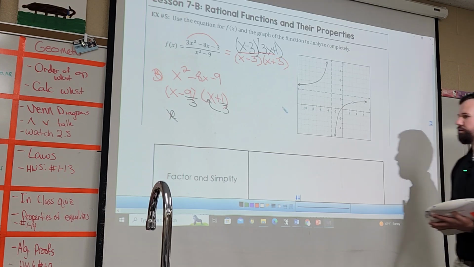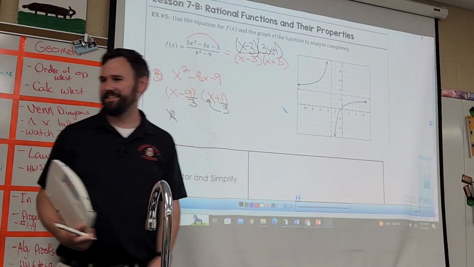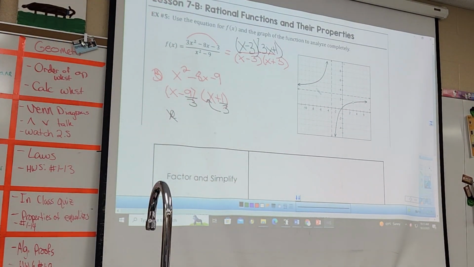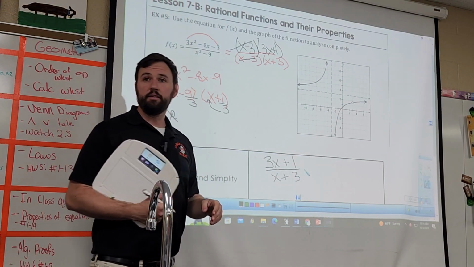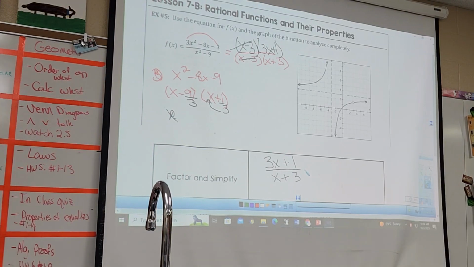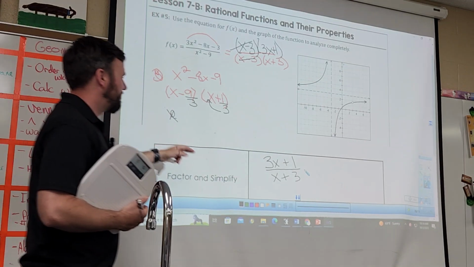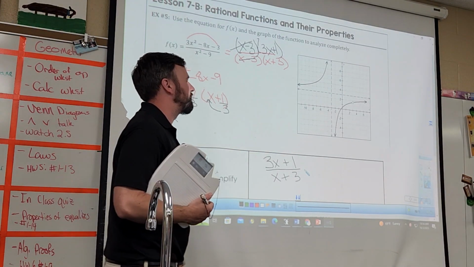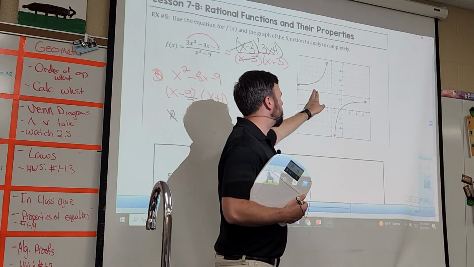All right. So, I was supposed to do that in that box. Whatever. Which cancel? So my simplest form of this is 3x plus 1 over x plus 3. Now think about this. Do you guys remember on the video? Leading coefficients, if they're the same power, give us a horizontal asymptote. Is 3 my horizontal asymptote?